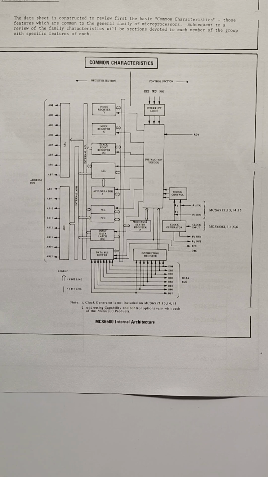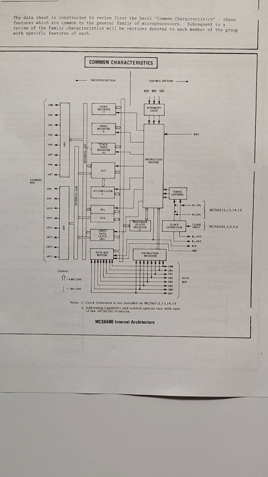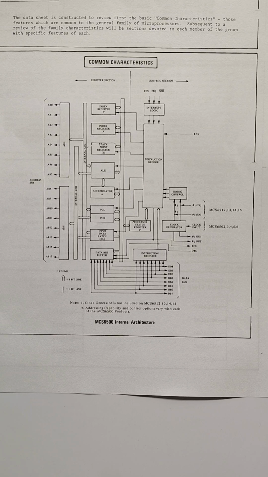There's an index register Y, an index register X, and then of course the stack pointer, the accumulator, the program counter, high and low, and an input data latch. Also you have the ALU, and then the instruction decoder, the interrupt logic, the clock generator and timing control on the far right, and then the processor status register.